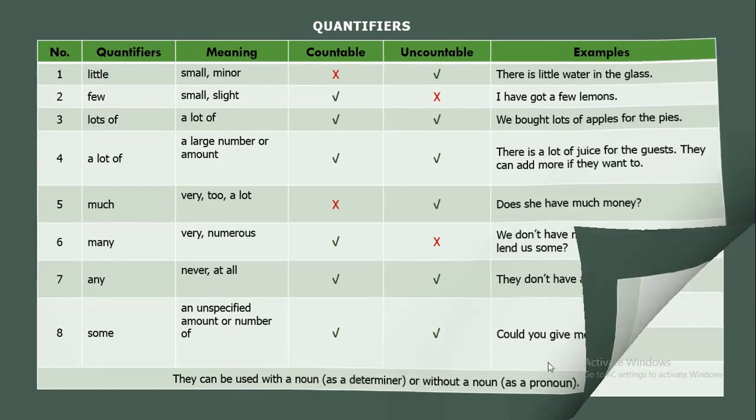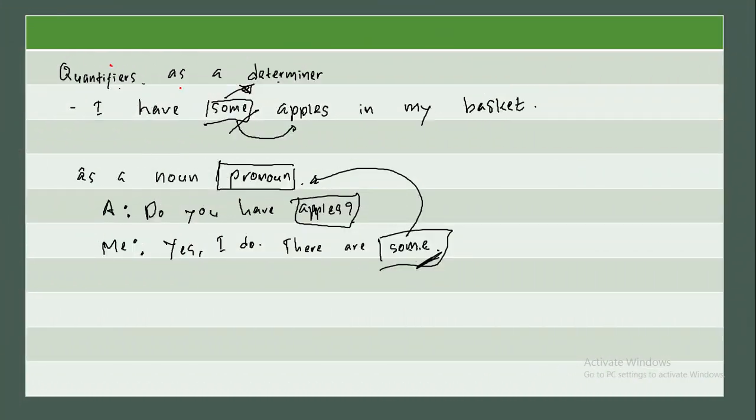Take a look at this example. Quantifiers as a determiner. I say, I have some apples in my basket. Some here is a quantifier which becomes a determiner. So we use some. I could say I have apples in my basket, but now I want to emphasize and explain more, so that's why I use a quantifier, which is some here.